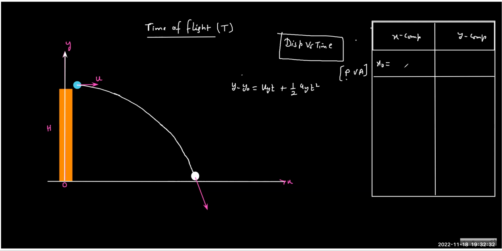X naught means initial x coordinate, that's it. So looking at the coordinate system, can you tell me x naught? It is very difficult to read the xy coordinate, right? So x naught is 0. What is y naught? 0. Y naught is 0.